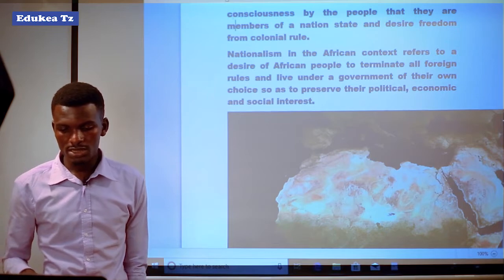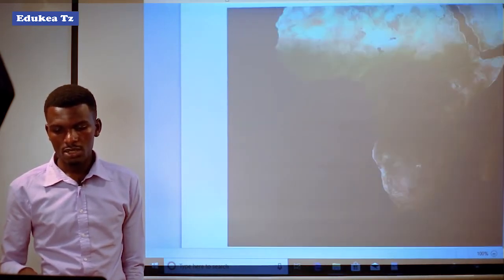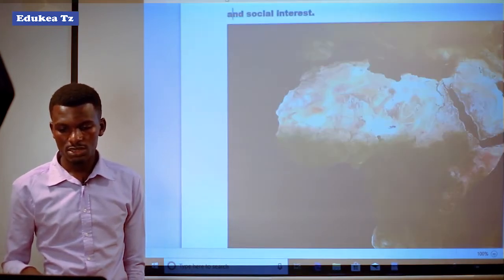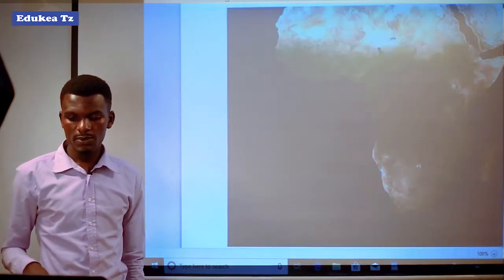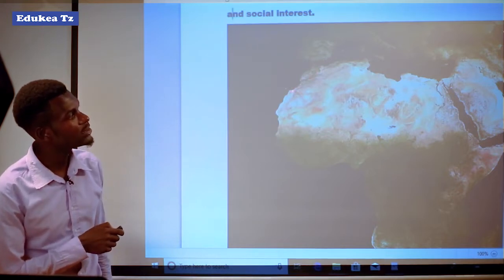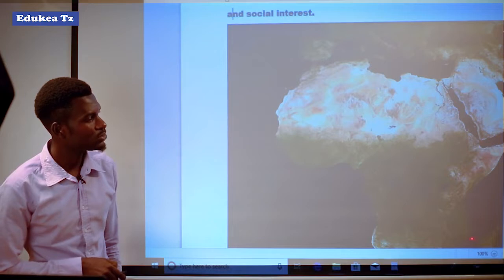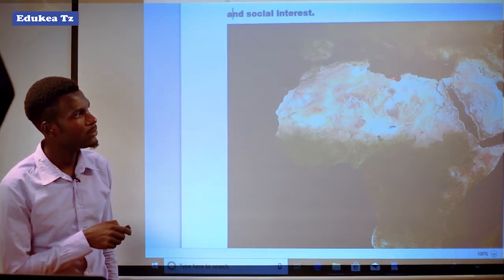Here we can see nationalism in Africa by showing the map whereby the African countries were struggling to attain their independence. This is the African continent, whereby the African countries were dominated by the European powers.